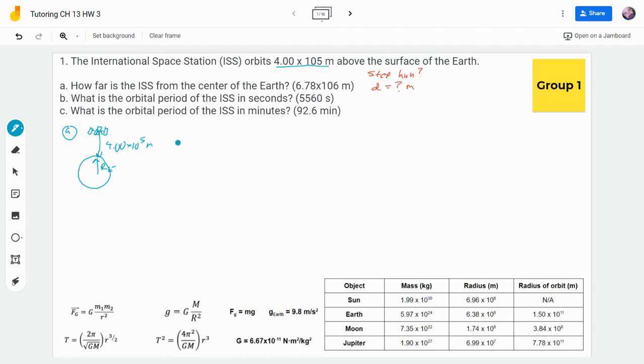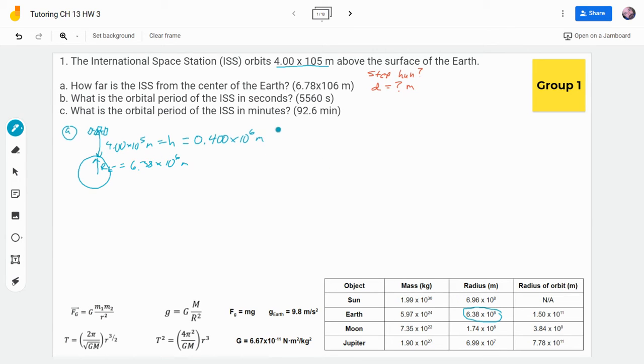So let's call this first one the height. It's the height above the surface. Radius of the Earth is, check our little table down here, 6.38 times 10 to the 6 meters. All right, so you can just do this in the calculator. Another way of looking at this is 4.00 times 10 to the fifth meters is the same thing as 0.400 times 10 to the 6 meters.